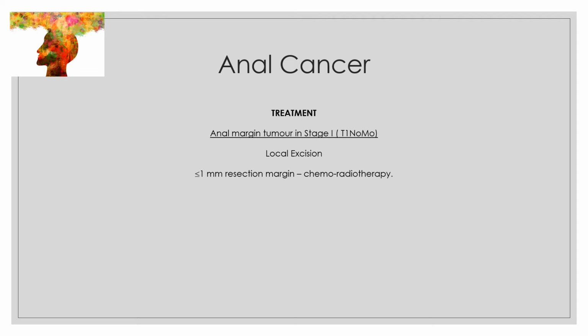The role of surgery in anal cancer is actually quite limited and in special situations. If the anal cancer is an anal margin tumor and it's stage 1, then local excision can be undertaken. However, if the resection margin is less than 1 millimeter, then the patient receives chemoradiotherapy. And chemoradiotherapy is actually the gold standard for anal cancer, especially of stage 1, stage 2 and stage 3.